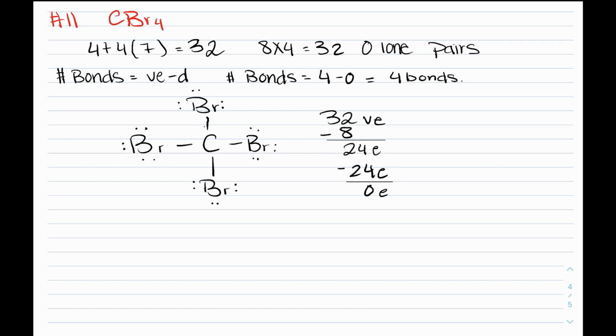So this looks good, and to always double check if we drew it right, we count up all the electrons that are drawn and it should equal 32, and in this case it does. So this looks right, and this is how you draw the Lewis structure for CBr4.